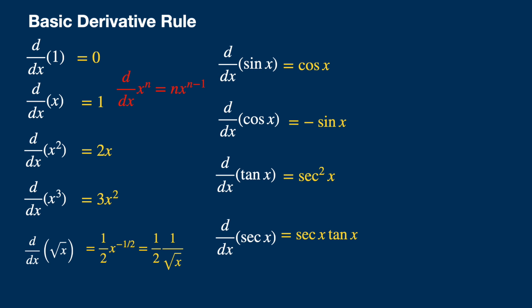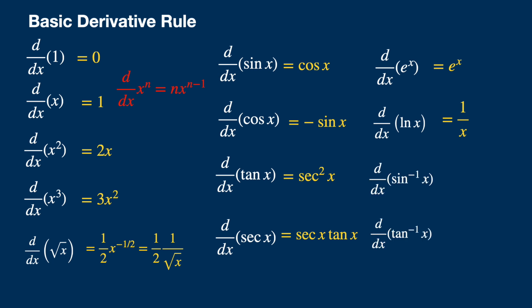Now we're going to do exponential and log functions. Here are the exponential function and log function. Let's find the derivative of the exponential function. The derivative of the exponential function is the exponential function. The derivative of ln x is 1 over x. The last part of the derivatives we are looking for is arcsine and arctangent. The derivative of arcsine x is 1 over the square root of 1 minus x squared. The derivative of arctangent x is 1 over x squared plus 1.